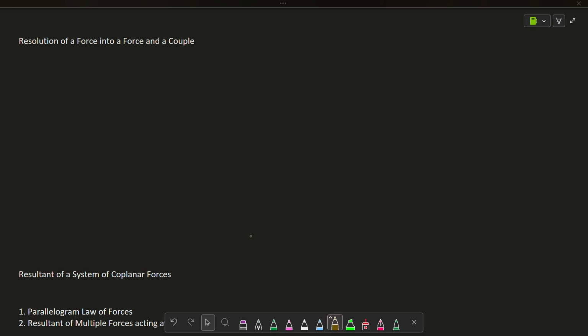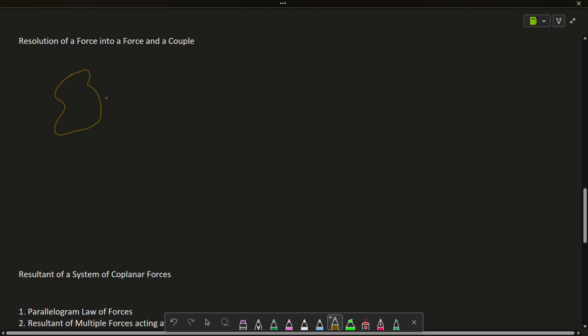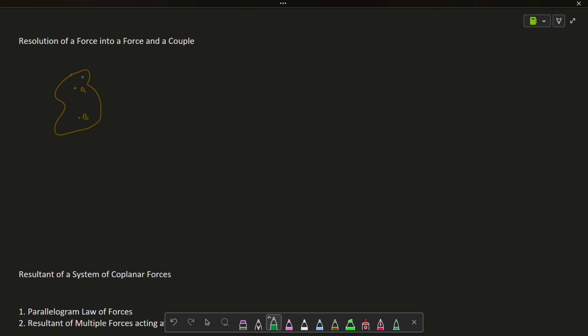Okay, so let's suppose I will try to explain with the help of a figure that will make things much easier. Let's suppose a body is there and two points are located on this body, point A and point B. Initially, let's say a force is applied at point A, the load is applied, let's call it P. And now the question comes, can we shift the load P from point A to B?